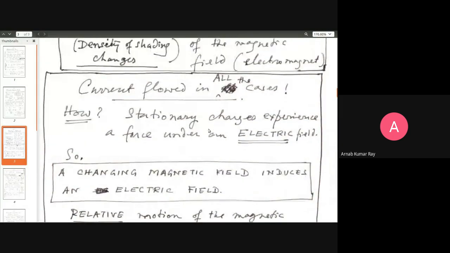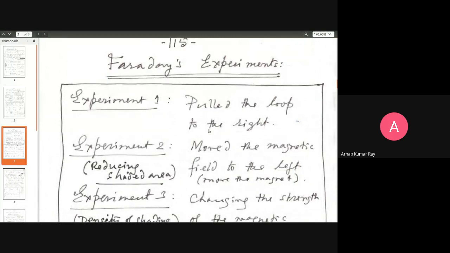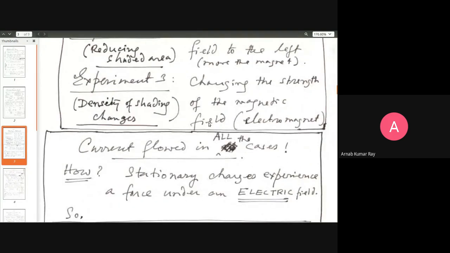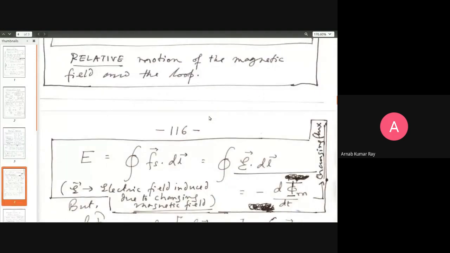Okay, with this now we go into some mathematical discussion. Faraday did not put all these things mathematically. He just gave the observations and gave the explanation in words. It was Maxwell who would put these things mathematically later. So we are beginning to get into that.